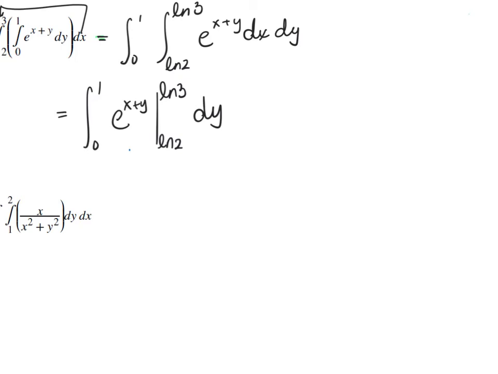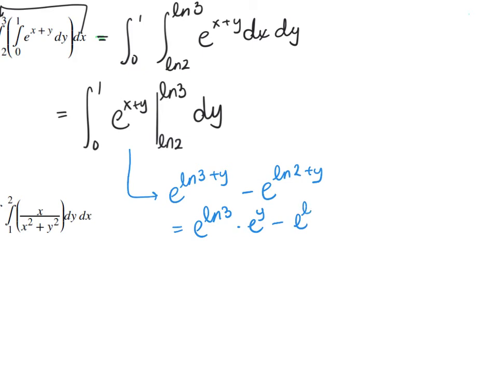Now, looking at just this part, I have e raised to the natural log of 3 plus y minus e raised to the natural log of 2 plus y. This is equal to e raised to the natural log of 3 multiplied by e raised to the y, minus e raised to the natural log of 2 multiplied by e to the y. And that's because if my exponents add, I must have multiplied my bases.